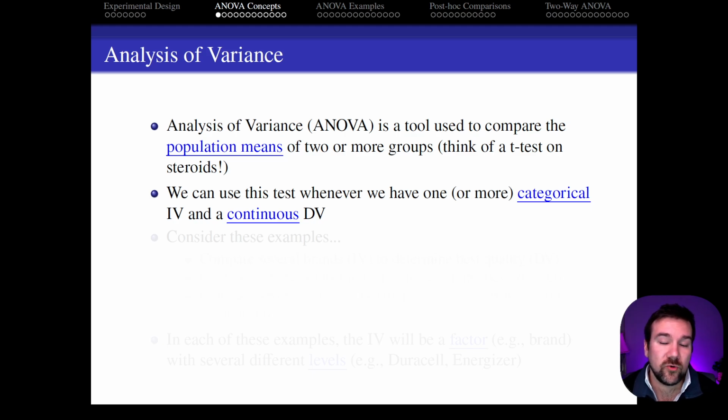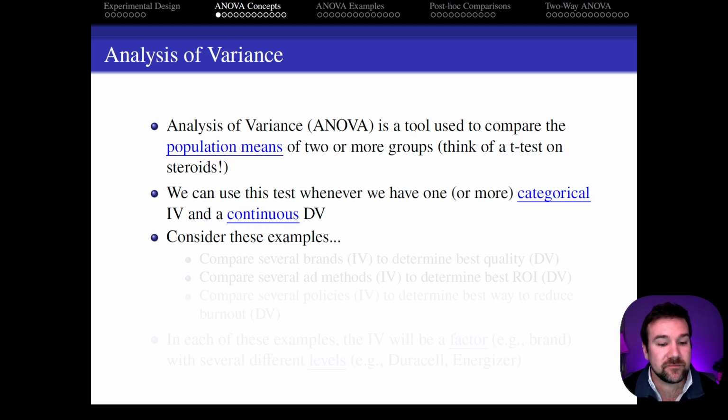I say one or more categorical independent variables as, while through most of this lecture set we'll discuss the case with one categorical independent variable, you can do it with multiple categorical independent variables. And when we get to the two-way ANOVA section, we'll discuss how we can account for two or even more categorical variables in our analysis, which really opens up some analytical options.